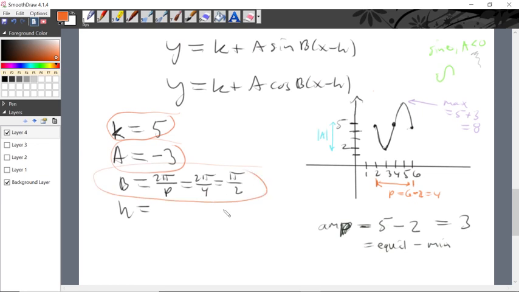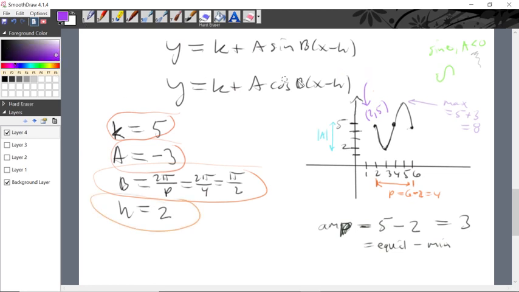So the value of B we should select would be pi over 2. What about the value of H? H is the x coordinate at quarter point 1. What's quarter point 1? Let's label it on the curve. Quarter point 1 is at (2, 5). So the value of H is that x value right there. So H is equal to 2.